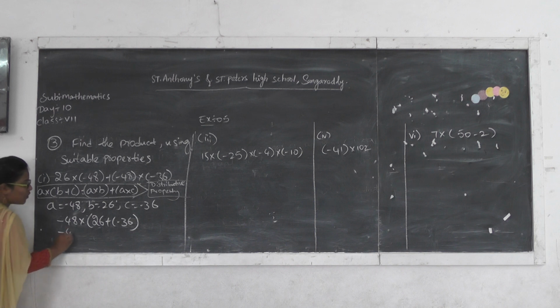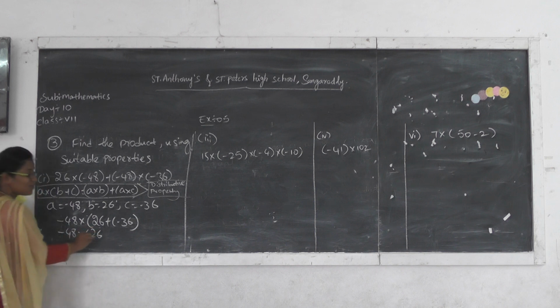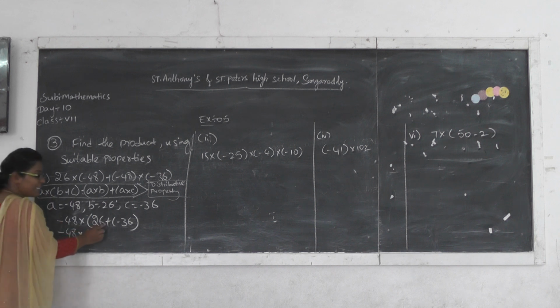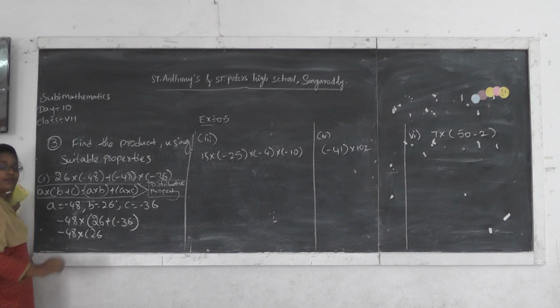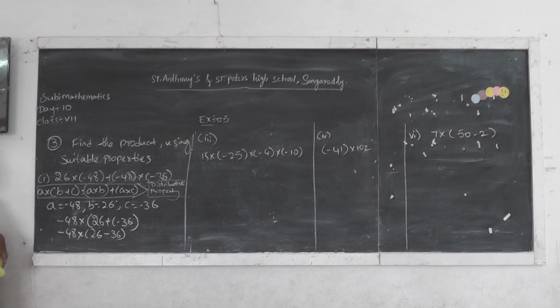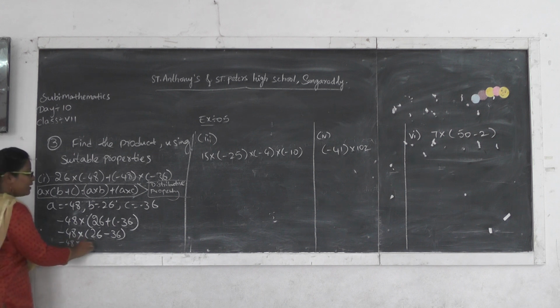Now minus 48 into 26, what do we have to do here? Already we did so many products based on this. One is positive, one is negative, so what do we have to write? Minus 36. First we simplify the symbols. One is positive, one is negative, so we have to write the negative sign. Next, minus 48 into 26 minus 36. What do we have to write? 36 minus 26, how much?